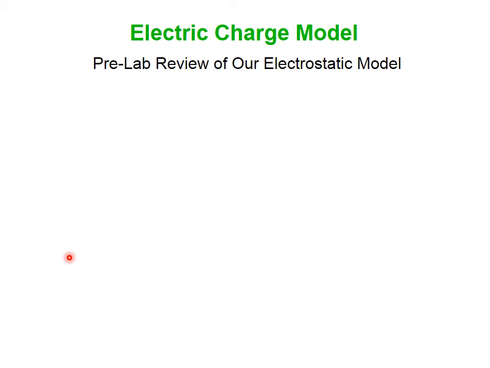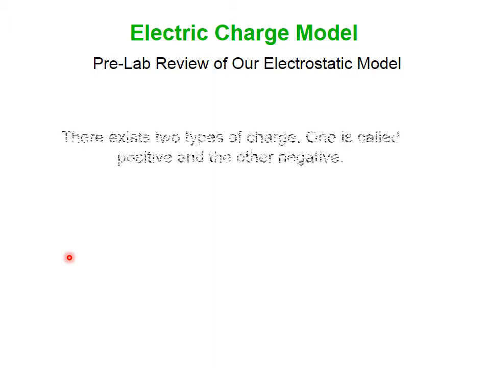In the model, there exist two types of charge. There's the positive charge, and that's associated with the protons that reside in the nucleus of the atom, and there's the electron associated with the negative charges that reside on the outside of the nucleus in the atom. So there's two types of charge. One's called positive, the other is called negative.